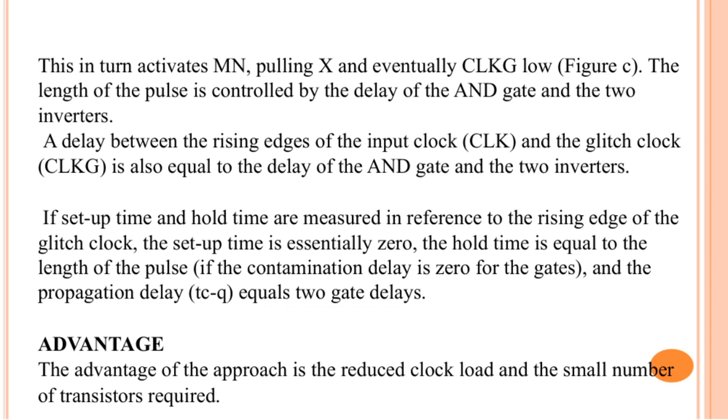The duration of this pulse is determined by the delay introduced by the AND gate and the two inverters. This delay also creates a gap between the rising edges of the input clock, CLK, and the glitch clock, CLKG. When we measure setup and hold times relative to the rising edge of the glitch clock, the setup time effectively becomes 0. The hold time corresponds to the pulse length, assuming the contamination delay is negligible, and the propagation delay, or TCQ, amounts to 2 gate delays. The main advantage of this method is that it significantly reduces the clock load and requires fewer transistors, which simplifies the design and improves efficiency.